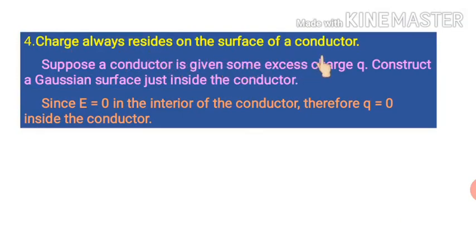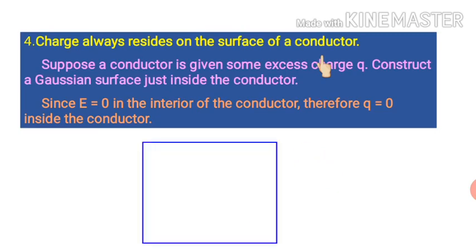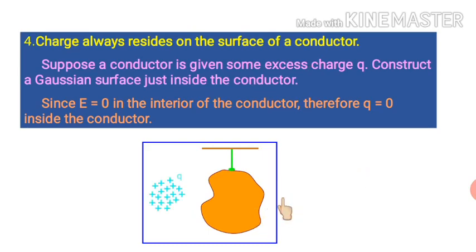Next we have: charge always resides on the surface of a conductor. It means whenever a charge is given to a conductor, it will distribute itself on the surface of the conductor. A diagram is there. A conductor is here. Charge is given to this conductor. Now you will see what will happen. As the charge is given to the conductor, the whole charge will get distributed on the surface of the conductor.